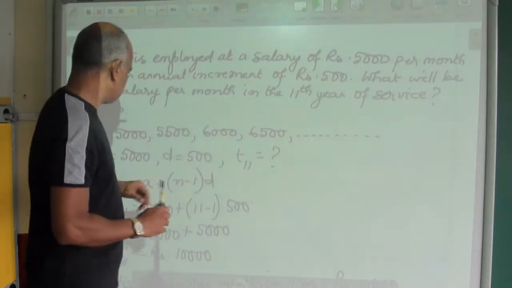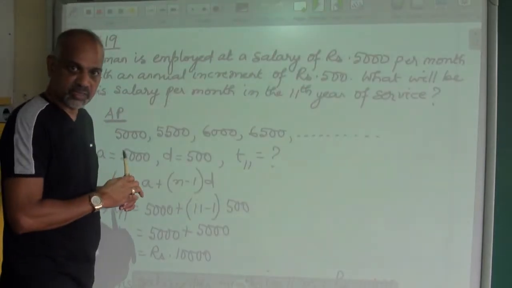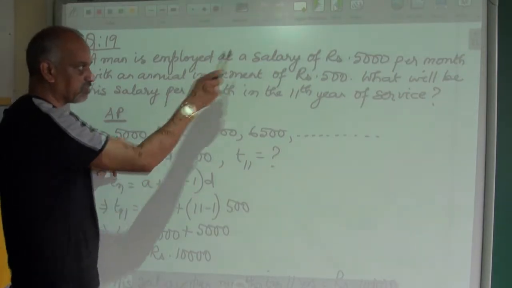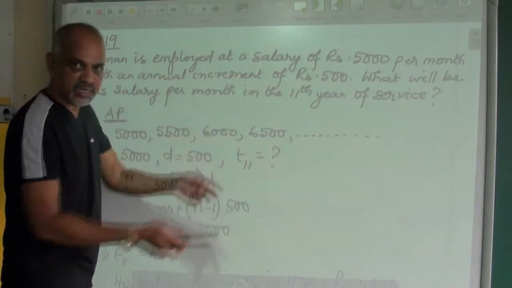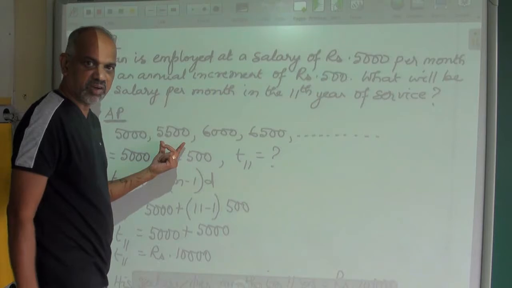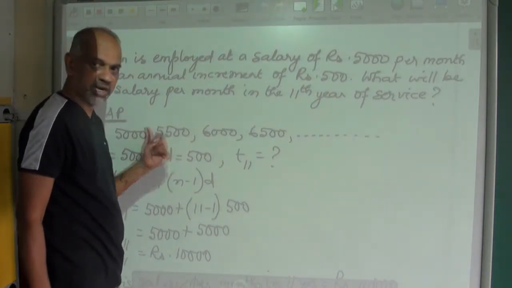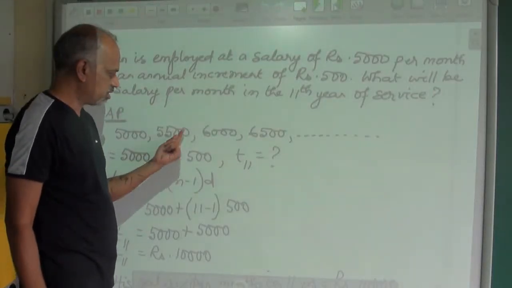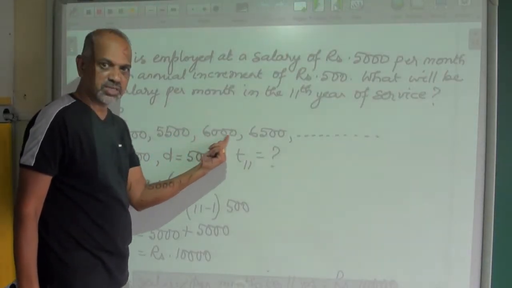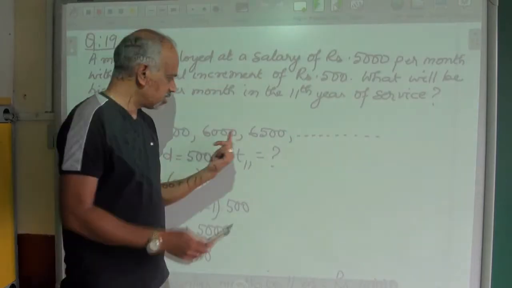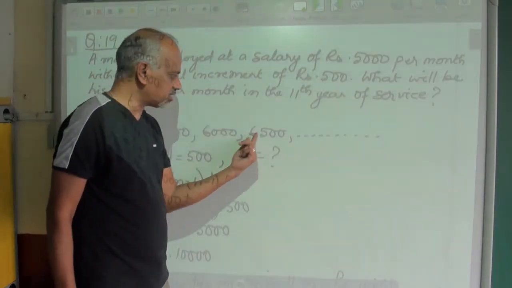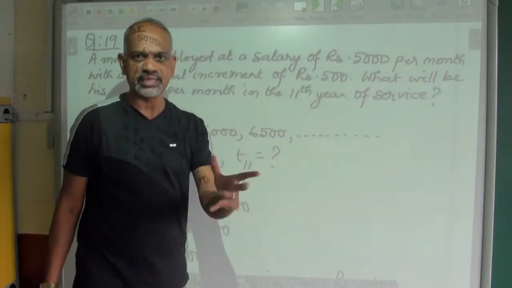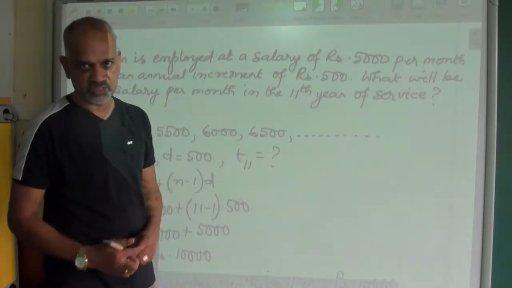So, this is also an AP. The AP is, this is the first year salary, he gets 5,000 rupees. Next year, second year, it increases by 500 more, so it becomes 5,500. Third year, it increases by 500 more, which means add 500 to this, it will become 6,000. Fourth year, this will increase by 500, that's 6,500, and so on. And here find what will be his salary in the 11th year of his service.